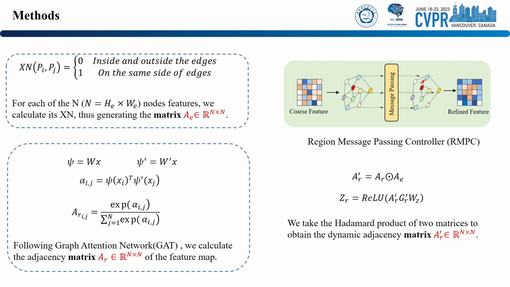As shown in the equations, we first use the edge information of the two regions to generate the matrix AE. Then we follow graph attention network, we calculate the adjacency matrix AR of the feature map. Next we take the Hadamard product of two matrices to obtain the dynamic adjacency matrix AR'. This specially designed dynamic graph convolution can effectively avoid the serious feature coupling problem between the forged region and the authentic region.